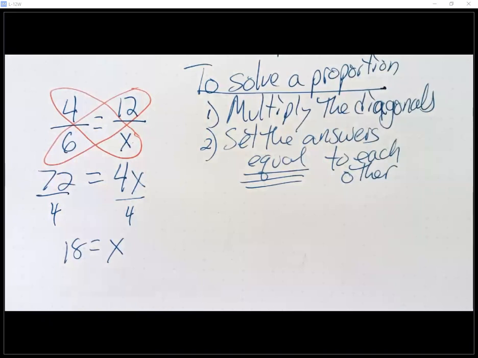I could check it real quick. If I do 4 times 18, it should get me 72, right? Because I multiply both diagonals. So let me just check. 4 times 18, yep, 72.